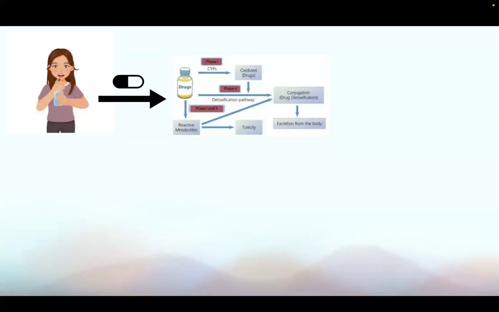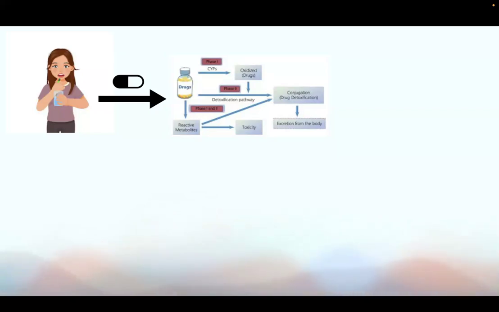Drugs can also move directly to the detoxification pathway and get into the conjugation part, that is the drug detoxification. Basically it is the breakdown of the particles and getting absorbed, reaching the target site. And another way, phase 1 and phase 2 both are responsible to convert your drugs into reactive metabolites which are toxic. So this is the simplest mechanism.